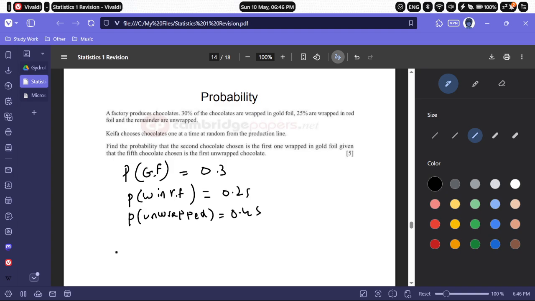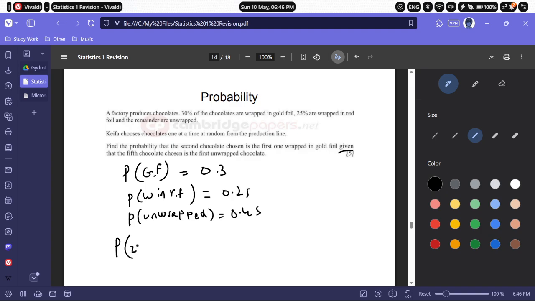Okay, moving on. So find the probability that the second chocolate chosen is the first one wrapped in gold foil, given that the fifth chocolate chosen is the first unwrapped chocolate. Okay, so try writing that in terms of given, because you have the keyword given, right? So it's conditional probability.